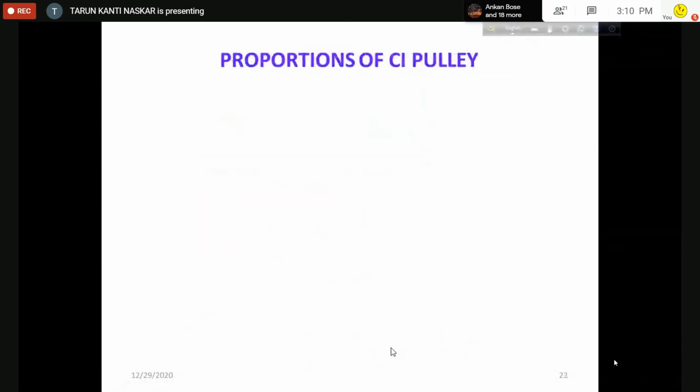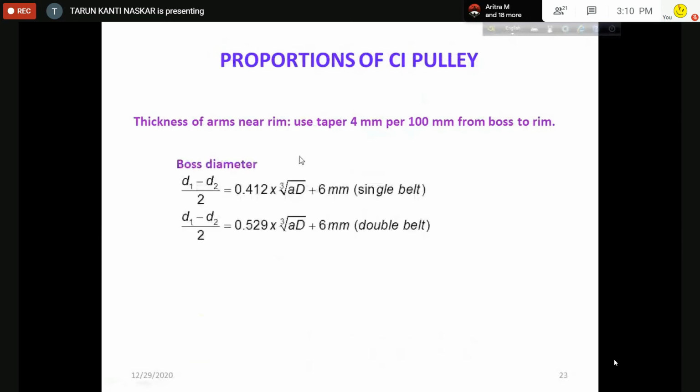Now these are the proportions. Thickness of arms near rim. Now near rim, use taper 4 millimeter per 100 millimeter from boss to rim. Is it clear? This is the taper. That is, per 100 millimeter, it should be increased by 4 millimeter. This way.